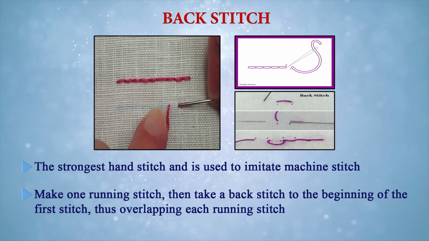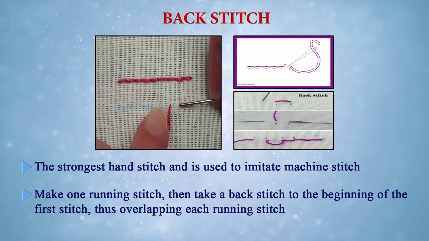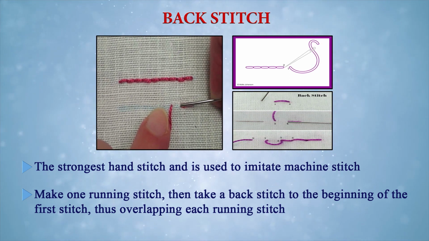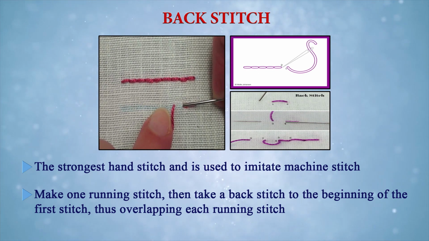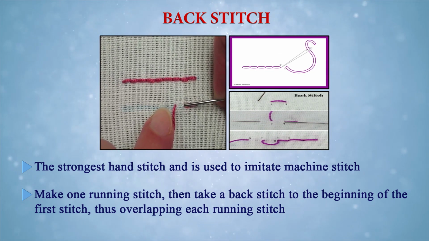There is no space left between two stitches, they are very close, and it seems like an overlapped stitch. So this is how the back stitch is made, and it is the strongest hand stitch we use to secure two pieces of fabric. Then the second is the basting stitch.